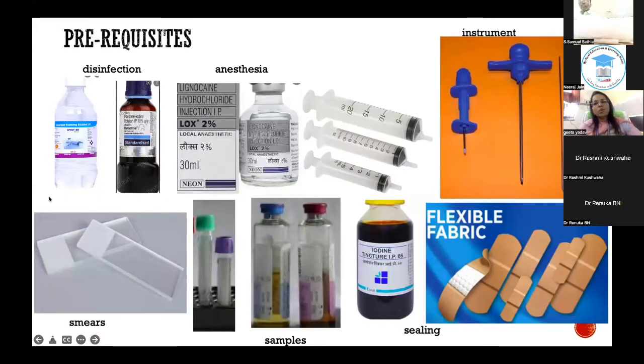So what are the prerequisites before obtaining the bone marrow? We need a disinfectant, an alcohol-based spirit, povidone iodine or betadine. Then for anesthesia, we use 2% lignocaine, and syringes, to push the anesthesia and to take out the bone marrow aspirate. If we have to collect samples for flow cytometry or cytogenetics, at least a minimum of 3 syringes are required. Then for instruments, we need both aspirate and biopsy needles. For smears, we need slides. If we are collecting samples for flow cytometry, EDTA; for cytogenetics, a heparin vial. In a suspected case of PUO, if we have to collect samples for culture, then culture bottles. And tincture iodine and adhesive tape are for sealing the wound.